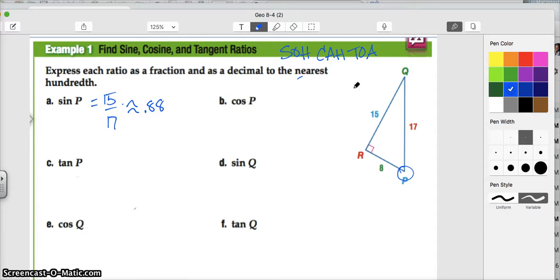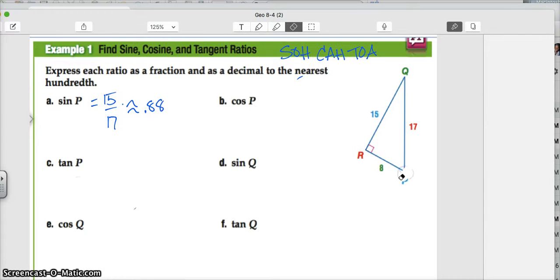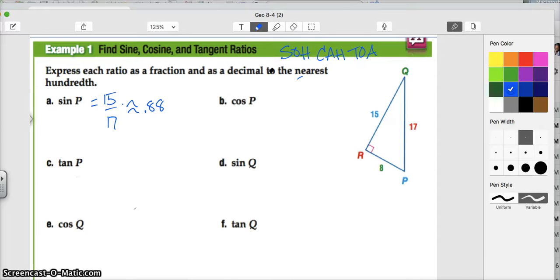What's the cosine of P? If I'm standing at P, cosine is adjacent over hypotenuse. So that would be 8 over 17. The tangent of P, I'll do the decimals in a minute. Tangent of P, if I'm standing at P and I'm thinking about tangent, that's opposite over adjacent. So that would be 15 over 8.